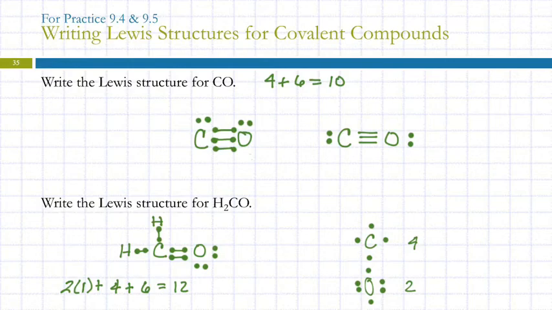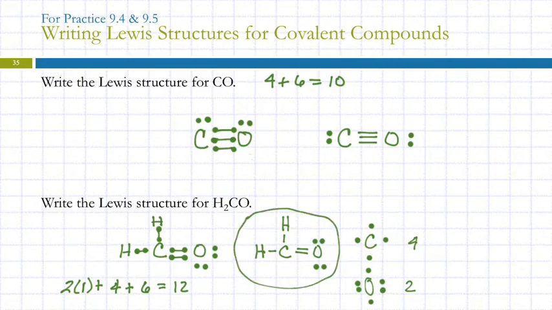And then we could draw that more neatly. Carbon, hydrogen, hydrogen, double bond with the oxygen. And the oxygen has 2 lone pairs. So this is the nice, neat final answer. Any questions?